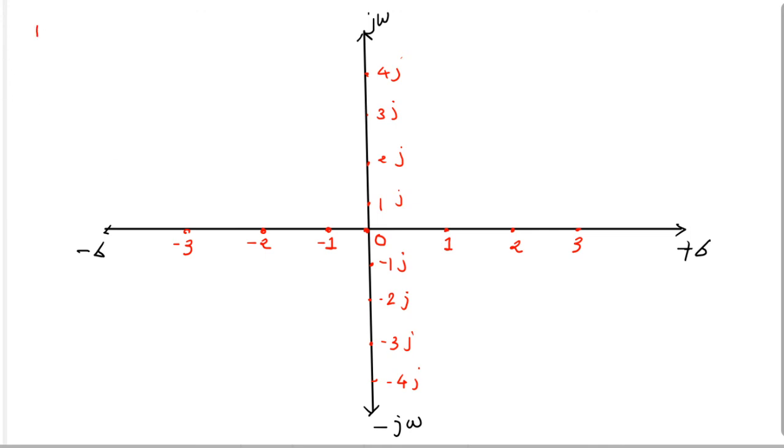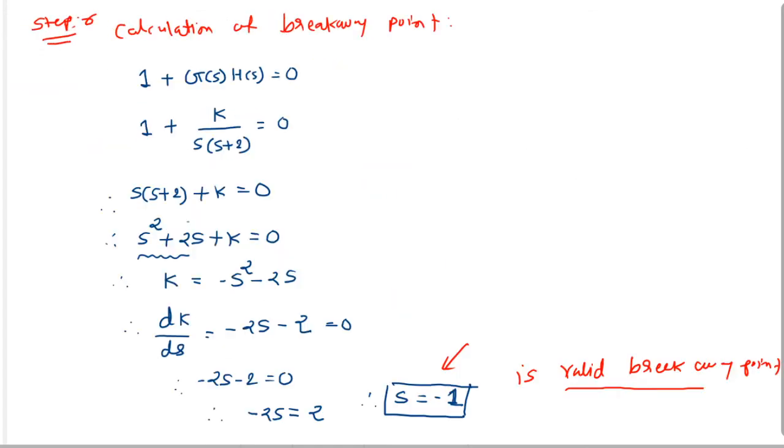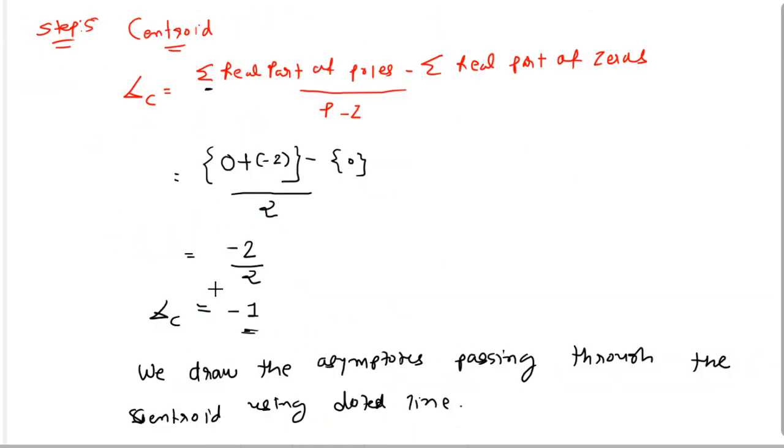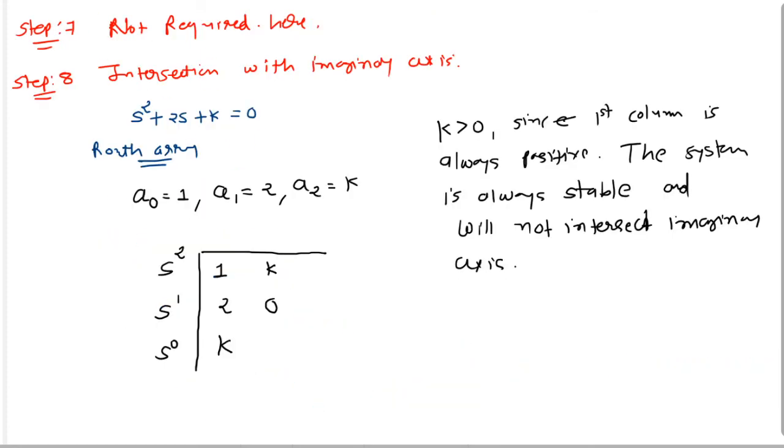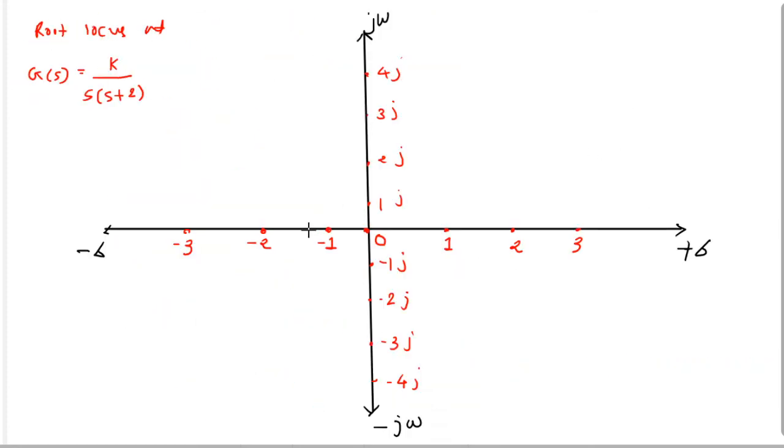Remember, here is the root locus of g of s, that is our transfer function k upon s plus 2. Now, what we are using here is a very important thing. First of all, I am using the centroid, sigma c equal to minus 1. So I am using centroid c, that is minus 1.